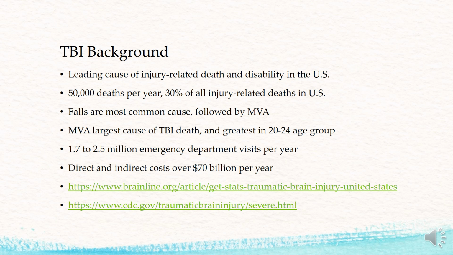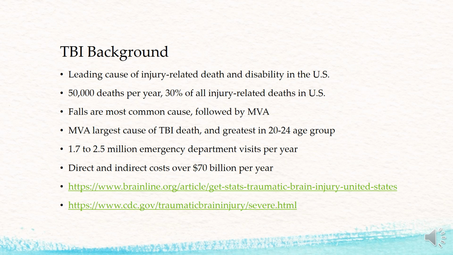Information from this slide comes from the references listed here at the bottom, CDC information, and a brainline.org article that I think is updated for 2017 or 2018. Big take home here is that TBI is the leading cause of injury-related death and disability in the U.S. So huge societal impact here, 50,000 deaths per year, and it makes up almost a third of all injury-related deaths in the U.S. Falls are the most common cause, followed by car accident, but car accidents are going to be the biggest single cause of traumatic brain injury death.